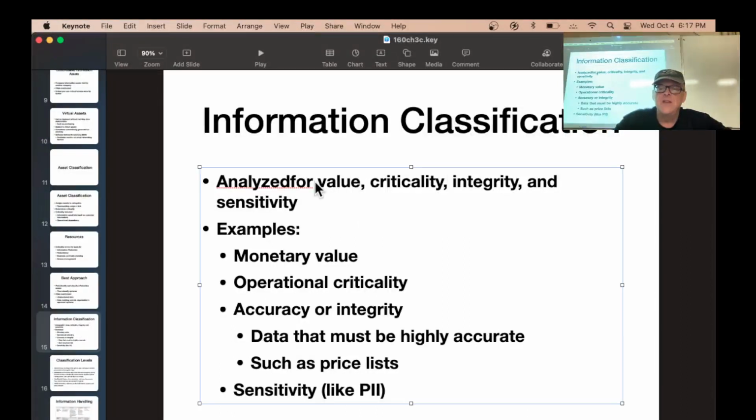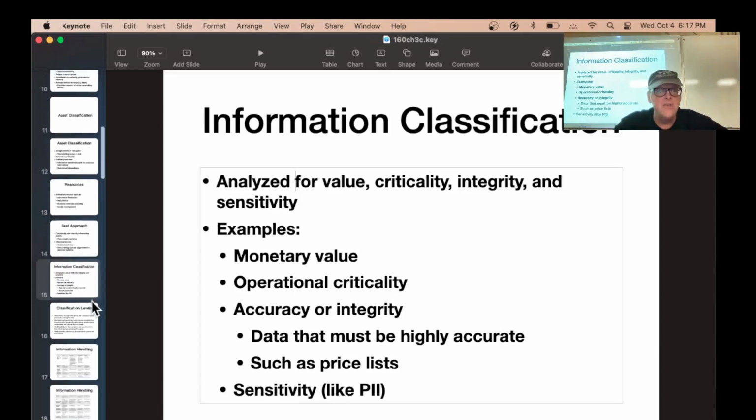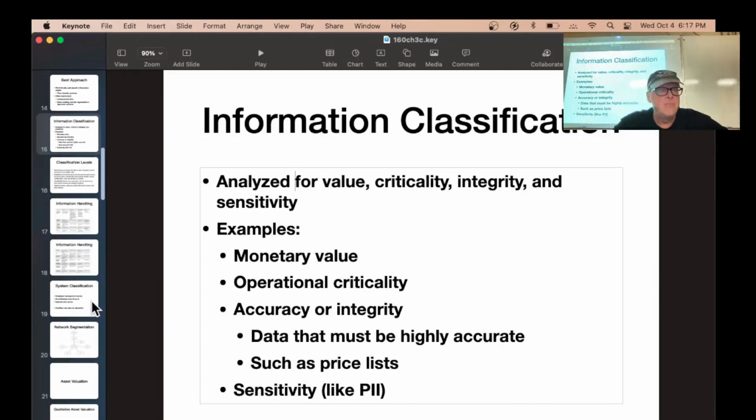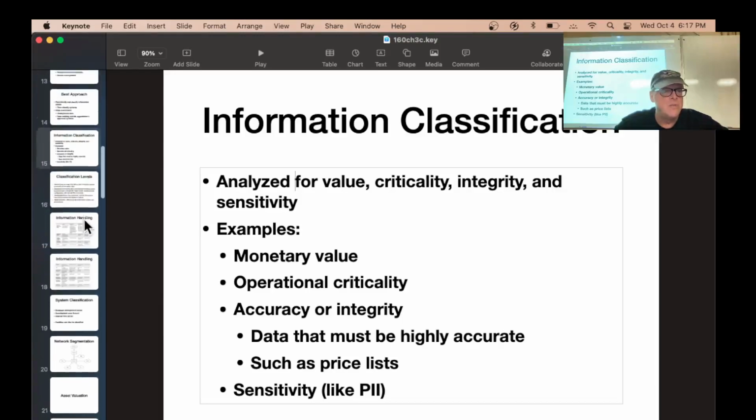And so then, to classify your information, you analyze it for value, criticality, integrity, and sensitivity. So you consider the monetary value, how critical it is to the operation of your company, how important it is that it has to be accurate, how much would it hurt you if there were mistakes in there, and sensitivity, like personally identifiable information of your customers and employees, which would cause various problems if you leaked that. It would be a breach.